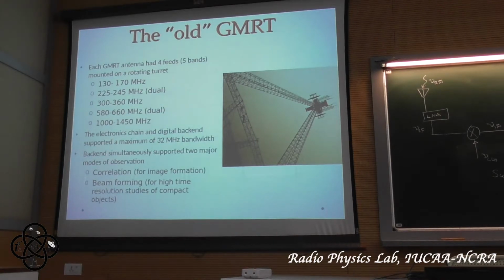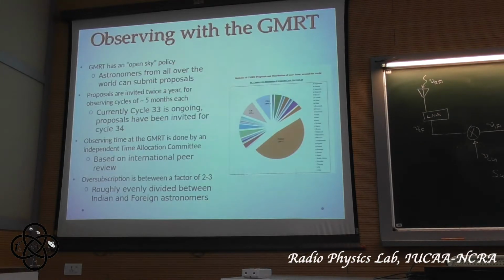All right, so the GMRT, as it was built, actually had these 4 feeds which operated at these narrow wavelengths we were discussing a while ago, that you have to filter and observe at narrow wavelengths in order to be able to make good images. And they were all mounted on a rotating turret. So depending on which frequency you want, you can rotate the structure around to bring the feed that you want to focus, and you can observe that particular frequency. It supported a maximum bandwidth of 32 megahertz, and 2 major modes of observation: correlation, which we spoke about for image formation, and beamforming for high-time resolution studies of compact objects, which I'll say something about in a minute.